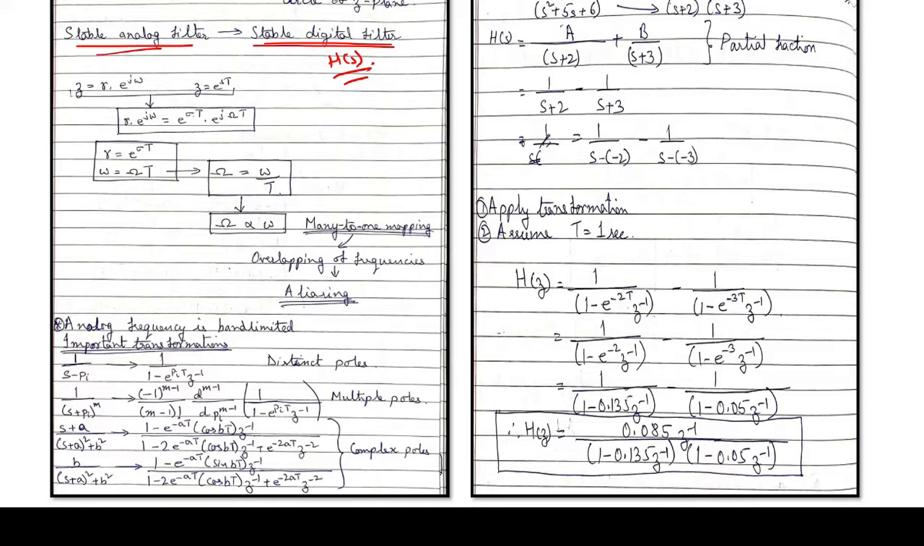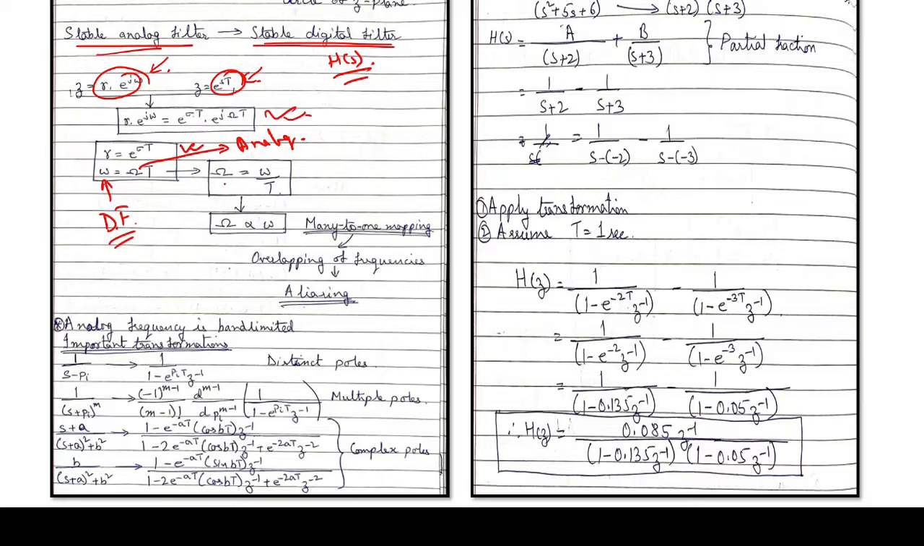Okay, now if we review a few of our lectures, then we can say that z equals r into e to the power j omega, but it can also be regarded as z equals e to the power sT. Now if you equate these two components, then we get something like this, and from here we get r equal to e to the power sigma T and omega equals omega T. So this omega is for the analog frequency and this is for the digital frequency.